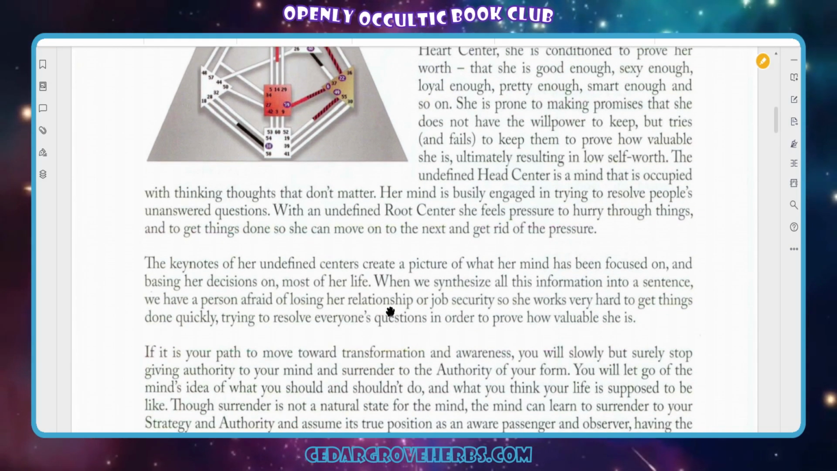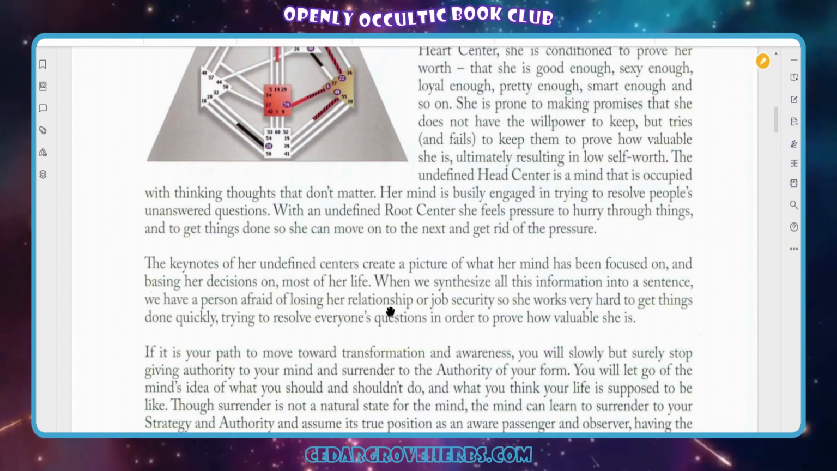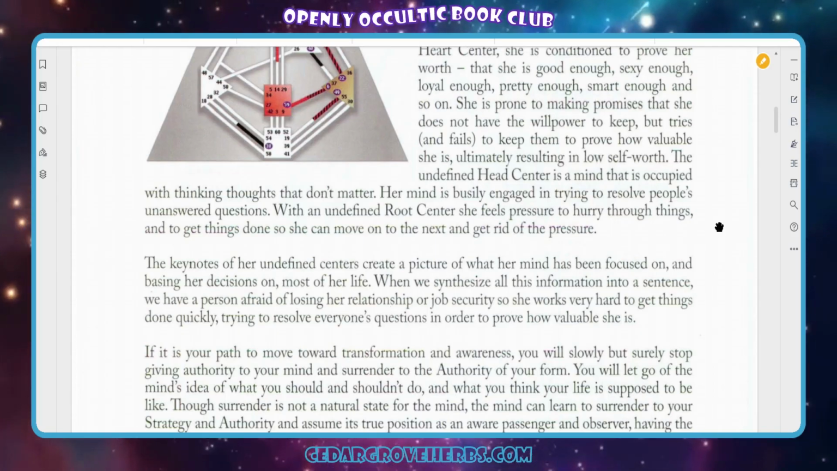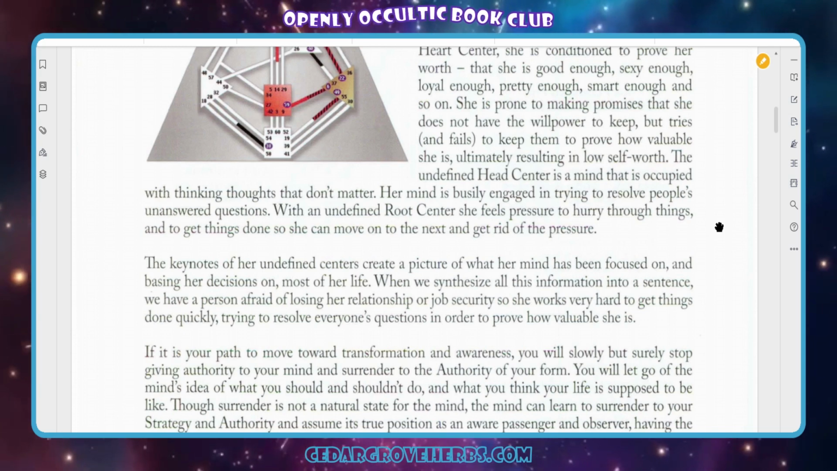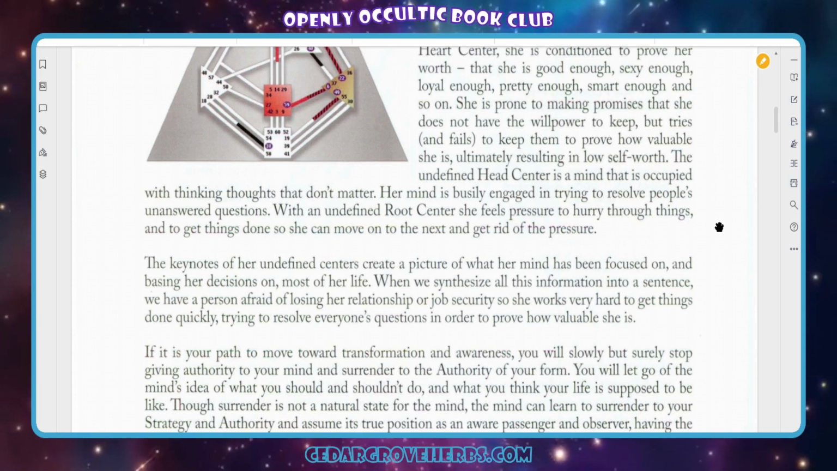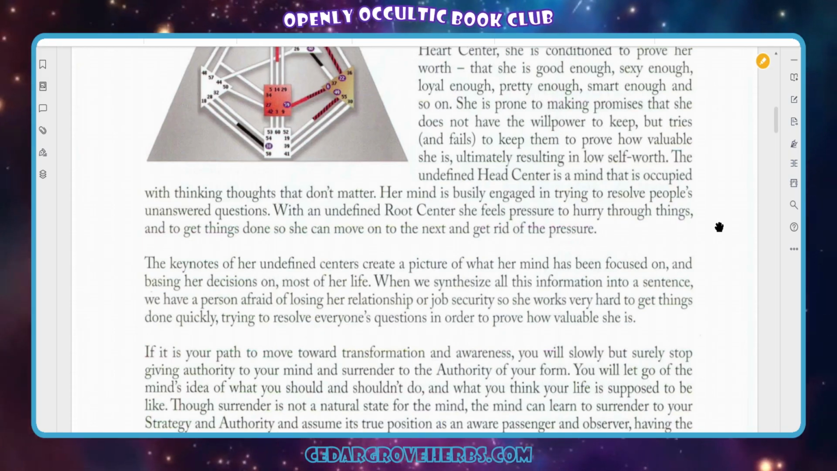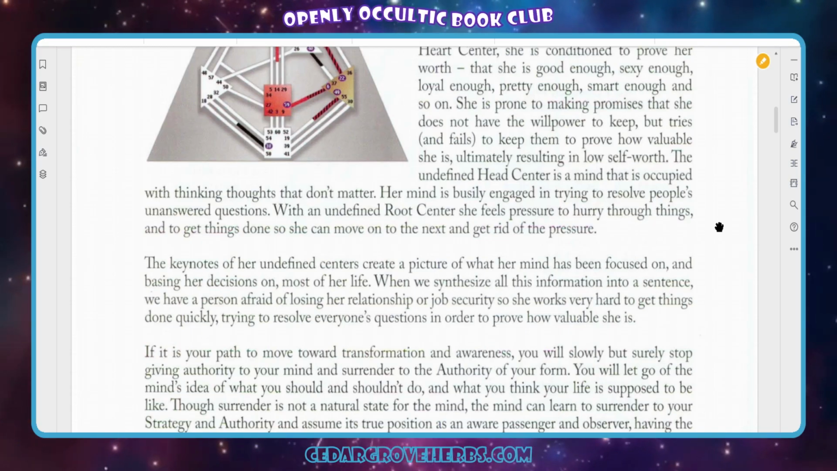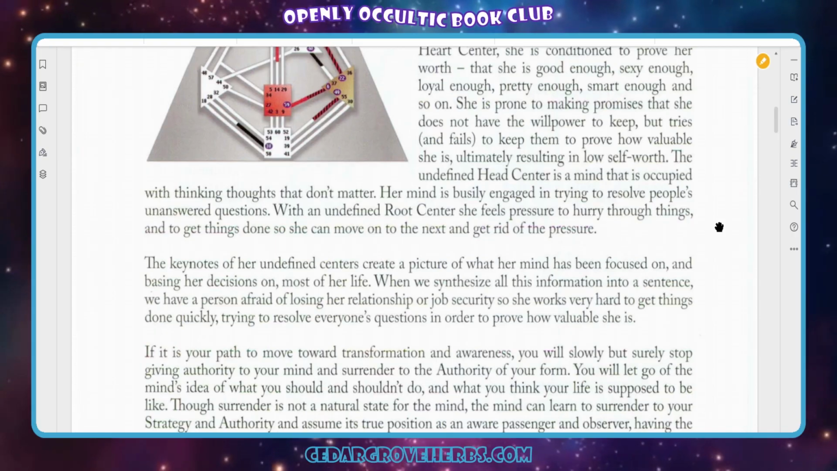The keynotes of her undefined centers create a picture of what her mind has been focused on and basing her decisions on most of her life. When we synthesize all this information into a sentence, we have a person afraid of losing her relationships or job security, so she works very hard to get things done quickly, trying to resolve everyone's questions in order to prove how valuable she is. Wow.